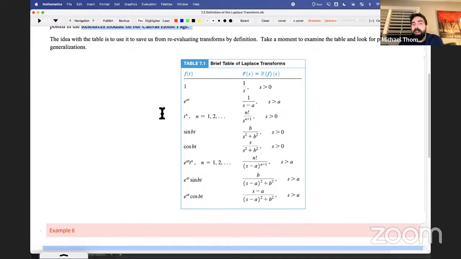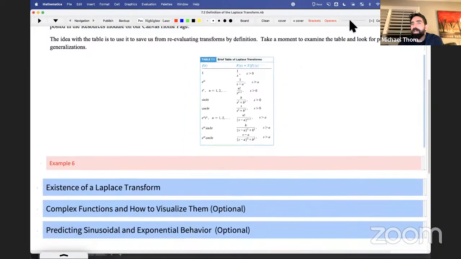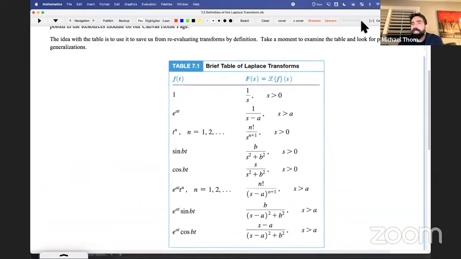All right, so what we're going to do now is look at a couple of these we've done already. We did 1, we did e to the at, we did sine bt. And then the rest of them, given enough time, you guys could work through all of these and prove all of these yourself. So let's investigate the table for a minute.